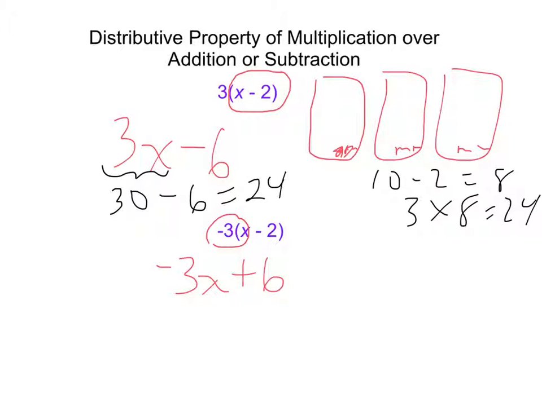And we can again use the basic rules. Negative times positive is negative. Negative times negative is positive. And so we get a negative 3x plus 6.